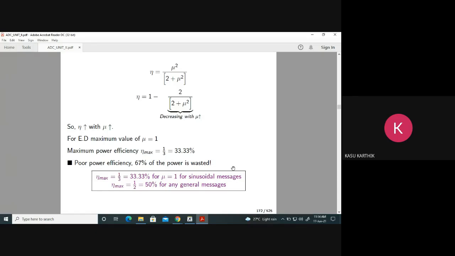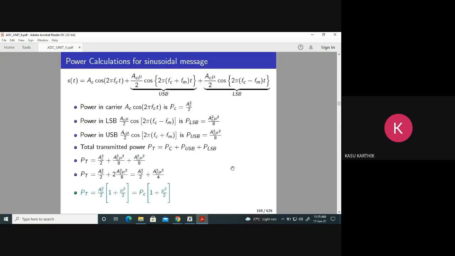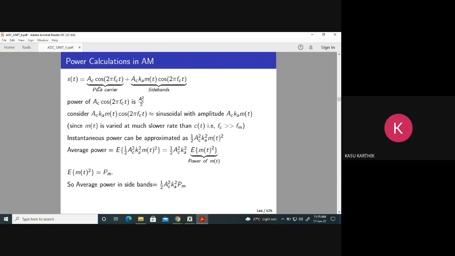What is the reason? The reason is you're transmitting two sidebands, even though each sideband contains complete information about a message signal. If you transmit one sideband, what will happen? There is no change in the information that you get, but you can reduce the bandwidth. So why are you transmitting C of t, even though it is not containing any information, still we are transmitting? The reason for poor power efficiency is what? This pure carrier, which is being transmitted in spite of not carrying any useful information.